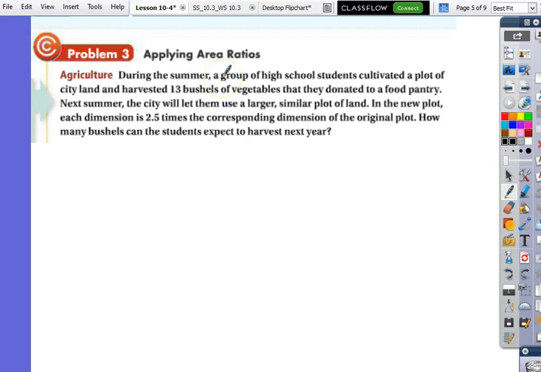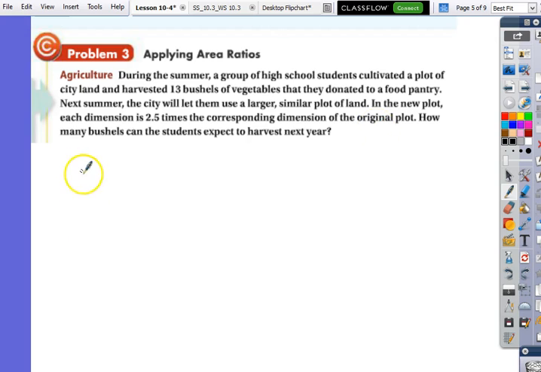During the summer, a group of high school students cultivated a plot of city land and harvested 13 bushels of vegetables that they donated to a food pantry, a worthy cause. Next summer, the city will let them use a larger, similar plot of land. In the new plot, each dimension is 2.5 times the corresponding dimension of the original plot. So how many bushels can the students expect to harvest next year?